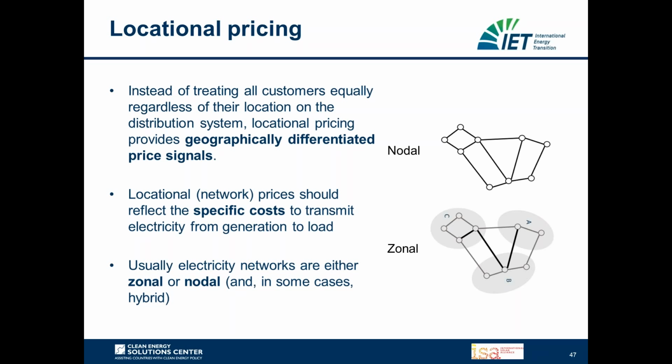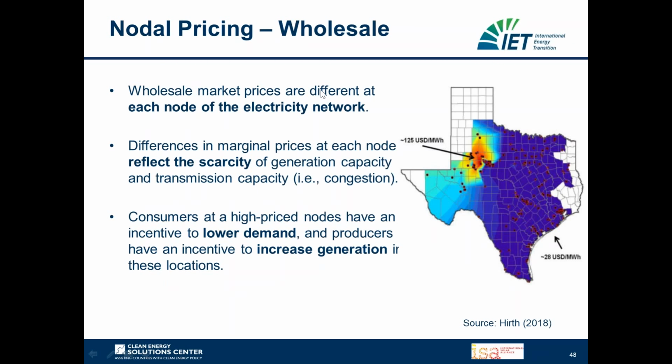What you have to keep in mind is that electricity networks are usually either zonal or nodal. As you can see in this depiction, in nodal networks each node of the electricity network would get a different price, and in zonal networks you define certain zones, and within these zones every customer would have to pay the same price. As I said before, on the wholesale market level, this has already been implemented in many parts of the world.